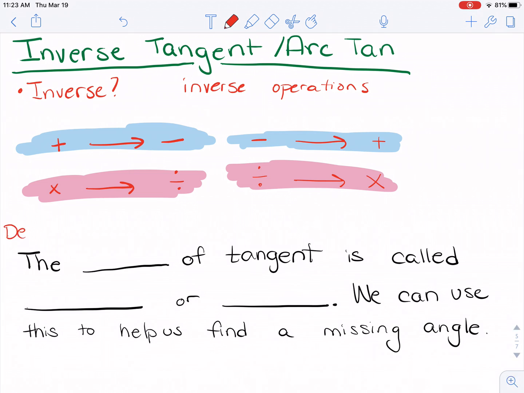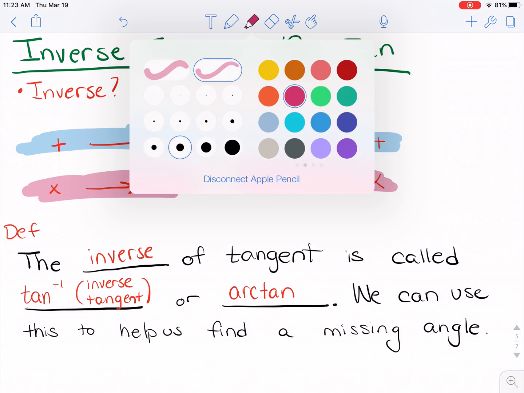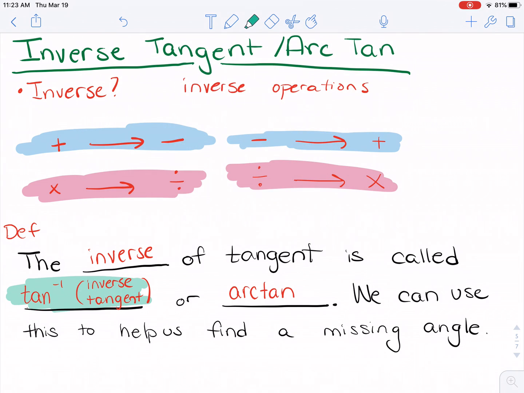This is a definition that's coming up. But the inverse of tangent is called, and you're going to really like this, it's just called inverse tangent. So we don't get fancy with it. Another term for it is arctan. I tend to use inverse tangent most of the time, but some books and some places refer to it as arctan. So I need you to understand that they're both the same thing. Arctan and inverse tangent are the exact same thing.